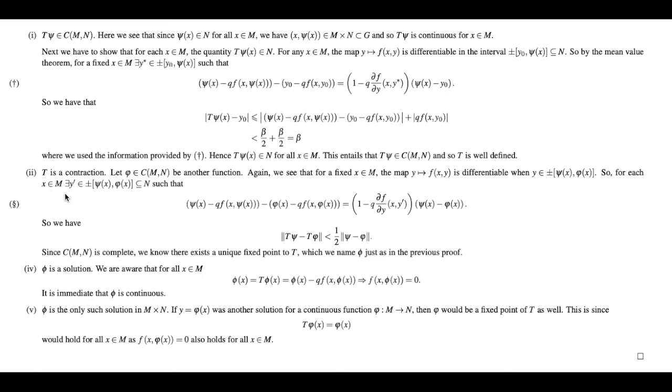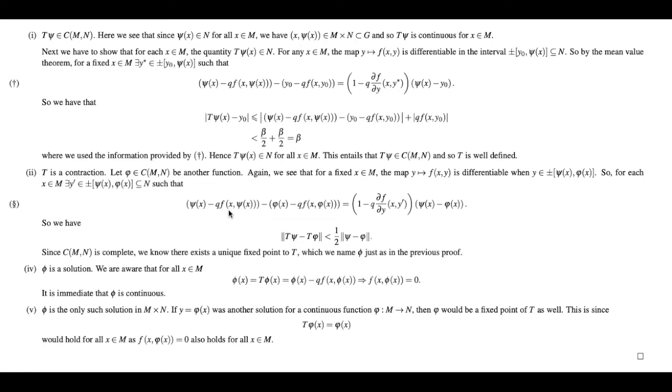So for each x in M, we see that there exists a y prime, which may again depend on x, in the interval plus or minus psi of x, phi of x contained in N, where we obtain another equation, again using Cauchy's mean value theorem. So we consider the map y minus q f of x, y, and now we have the two points, y equals psi of x and y equals phi of x, and then we subtract the value of the function at these two endpoints.